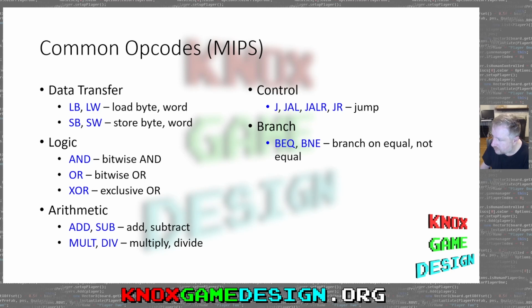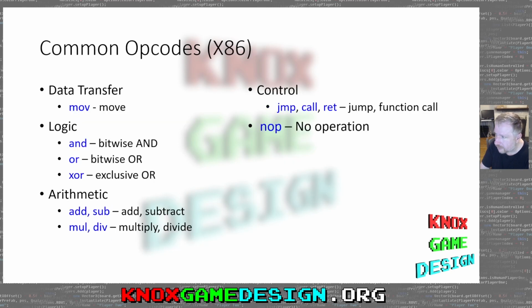You also have branches. Same thing as 6502, BEQ and BNE, branch on equal, branch on not equal. And as I said with the 6502, that's basically like if you want to do a while or an if statement.